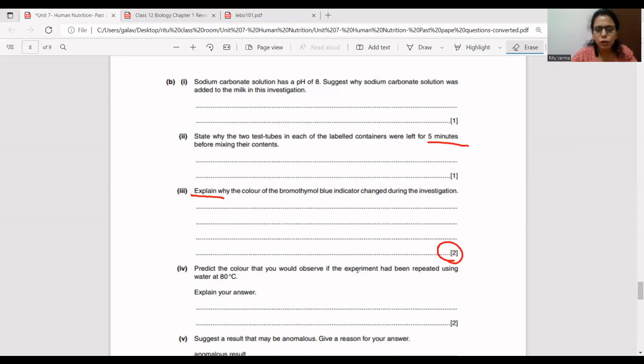Then predict the color that you would observe if the experiment had been repeated using water at 80 degrees Celsius. Now the maximum temperature which was present in this activity was 50 degrees Celsius. If we do the same experiment at 80 degrees Celsius, the color of the indicator would be blue only. Why? Because at higher temperature the enzyme gets denatured. So 1 mark for writing the color of the indicator, that is blue, and the 2nd mark for writing that at high temperature the enzyme gets denatured. Hence there won't be any change in the color of the indicator, as the enzyme will not digest any fat present in the solution.